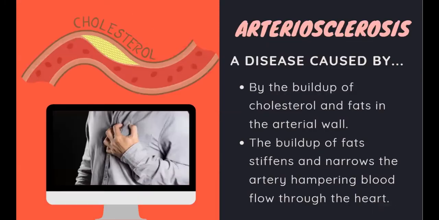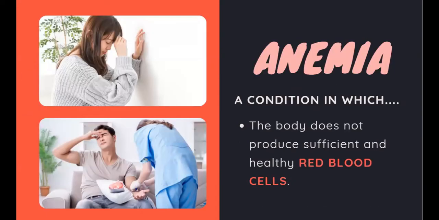Second one is arteriosclerosis, which is a disease caused by a buildup of cholesterol and fats in the arterial wall. The buildup of fat stiffens and narrows the arteries, hampering blood flow through the heart. Third is anemia. Anemia is a condition in which the body does not produce sufficient and healthy red blood cells. Hence, insufficient hemoglobin is delivered throughout the body. A person with anemia feels weak and gets tired easily.